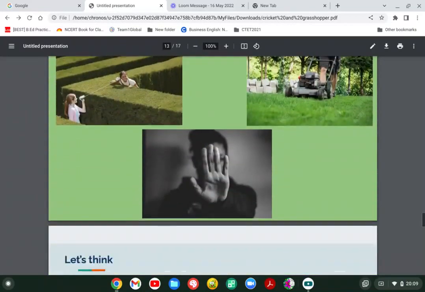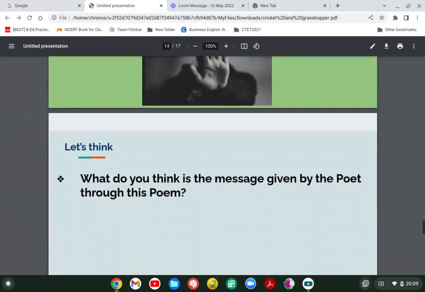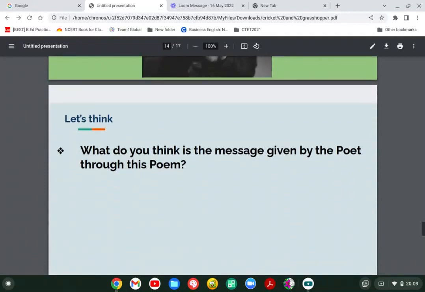Now if I talk about the overall message, the overall message given by the poet is that Earth is having a rhythm. It is a continuous process. Seasons change, but its rhythm does not change. It has a certain kind of sound, and this sound keeps on going. Things can be replaced and changed, but the sound will be the same, right?